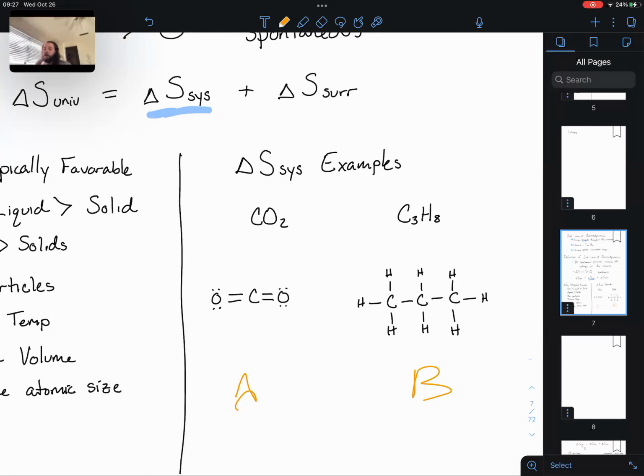They're both gases, by the way. I don't know if that's going to change anybody's mind, but both carbon dioxide and propane are gases. So in terms of the state of matter, it's a wash.